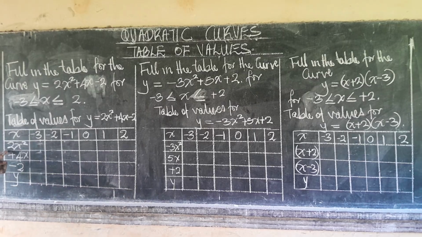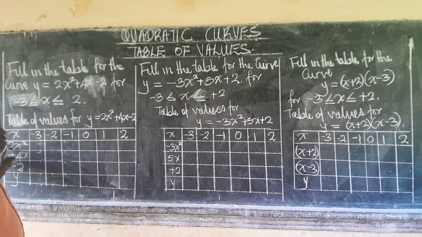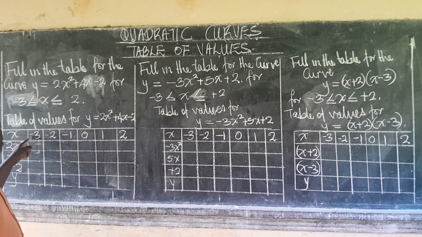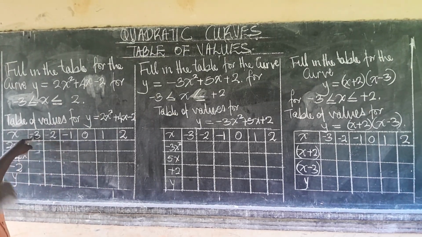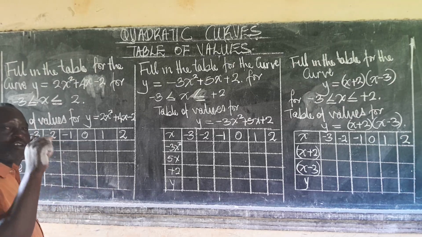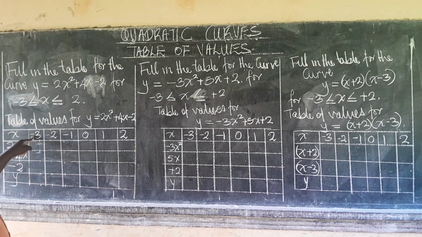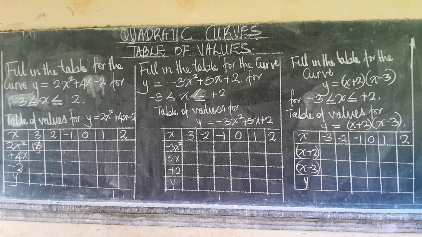When we have 2x squared, what we have to do first of all is square x. After squaring x, then multiply by 2. So here we are going to have negative 3 squared. Negative 3 squared is negative 3 times negative 3. Therefore, negative 3 times negative 3, you get positive 9. Then you multiply by 2. We are getting 18. So right here, 18.